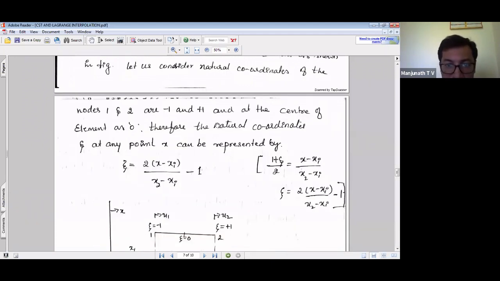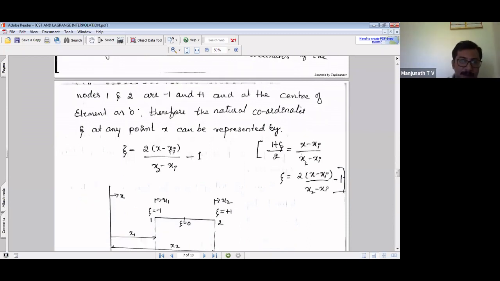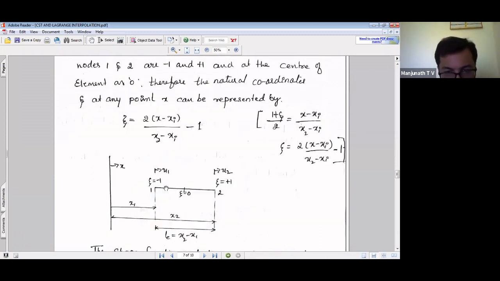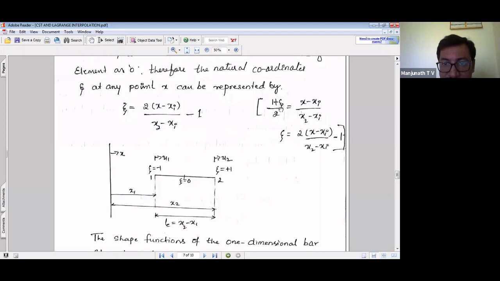Now, in the natural coordinate system, zeta at any point x can be represented by this equation. If you want to know the zeta value at any point in this element, you use this equation. It is obtained like this. We know the shape function at node number 2, which is N2, equal to (1 plus zeta) divided by 2. This we have already got in the natural coordinate system.